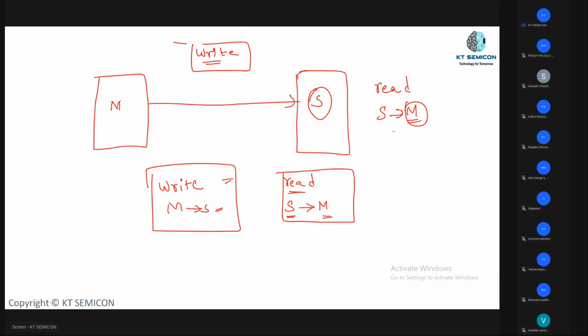The master is requesting the slave to give me the data, but the slave is busy performing some other operations. It cannot give the data. It is busy with some other work. So it is not ready for the transaction. It is not ready for which transaction? It is not ready for read transaction. Okay. Is this clear?